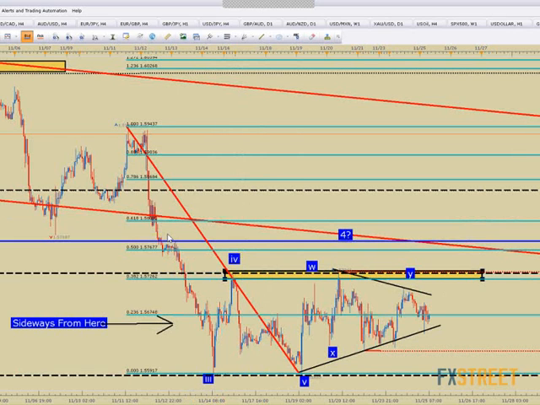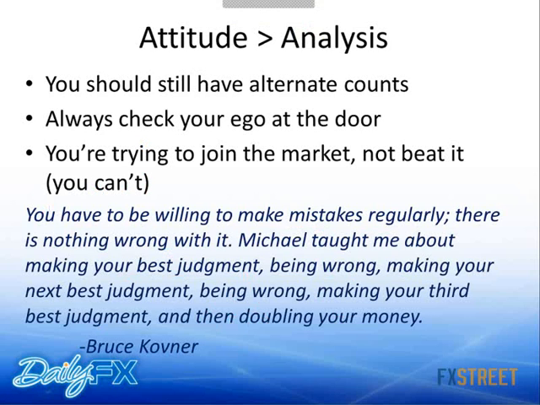This is my favorite quote, and it's from Market Wizards as well, from Bruce Kovner, who's referencing the first gentleman interviewed, Michael Marcus, but willing to make mistakes regularly. There's nothing wrong with it. Michael taught me about making your best judgment, being wrong, making your next best judgment, being wrong, making your third best judgment, doubling your money. Now, not saying you'll double your money, but the quote I think is valid. And that valid point is that once you recognize these trends and where to enter in the direction of the trend, that can often give you an edge in trading.